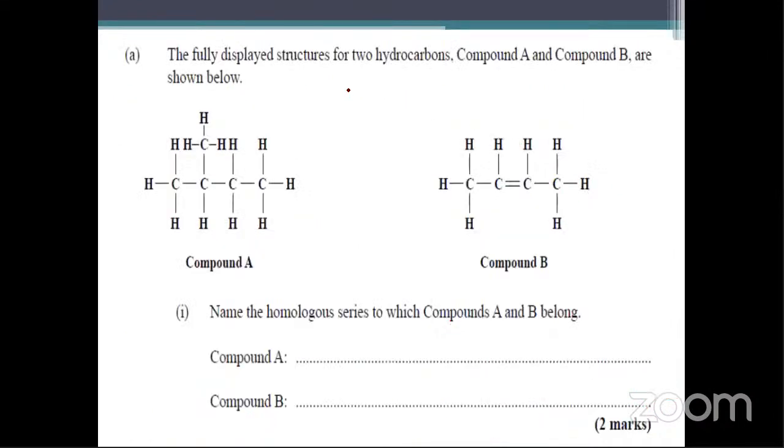Next. The fully displayed structures for the 2 hydrocarbons, compound A and B, are shown below. Again, they ask you to name the homologous series. Which homologous series is A from? Alkane. Very good. A is an alkane. And which homologous series is B from? Alkenes. Alkenes. Excellent.